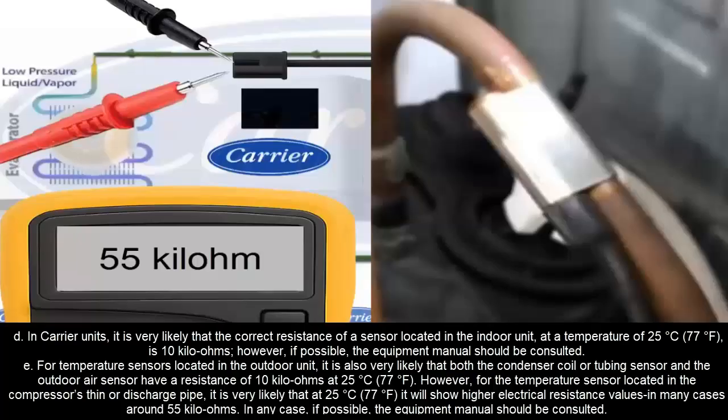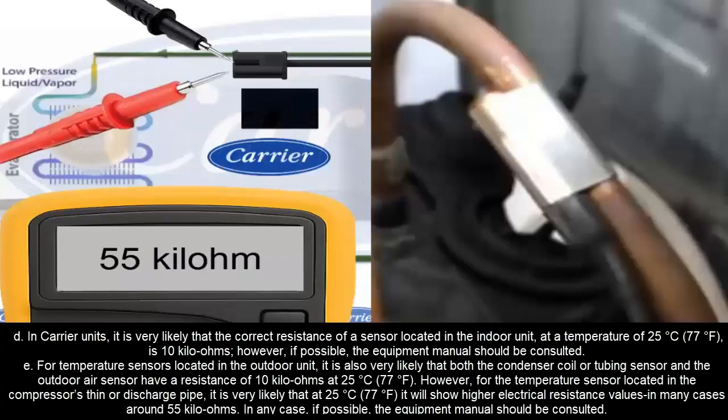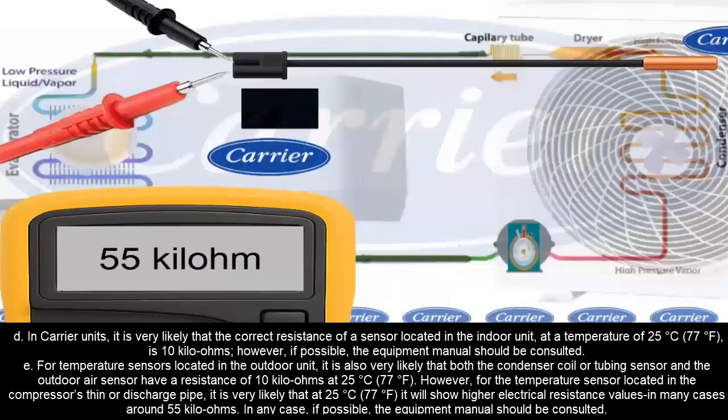However, for the temperature sensor located in the compressor's thin or discharge pipe, it is very likely that at 25 degrees Celsius, it will show higher electrical resistance values, in many cases around 55 kiloohms. In any case, if possible, the equipment manual should be consulted.